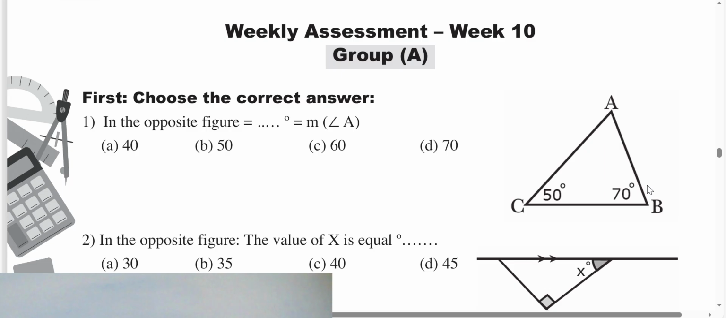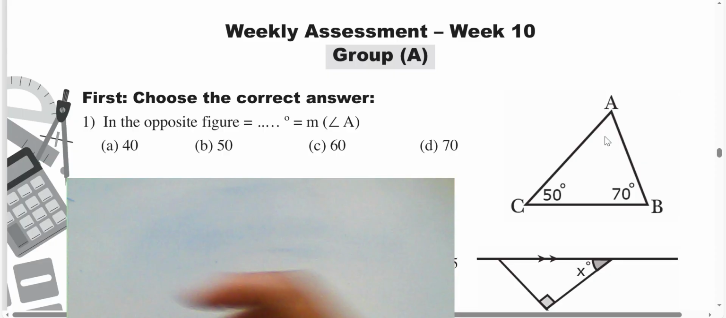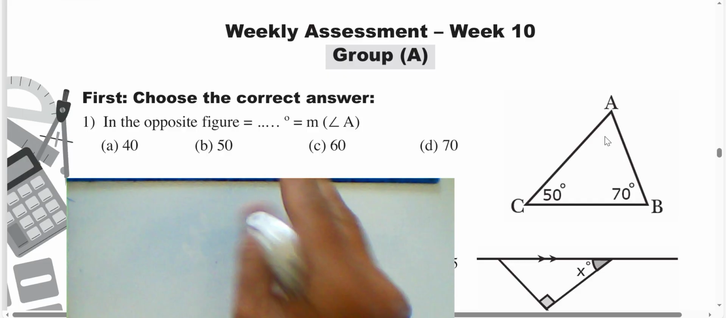Prep 1. Today we'll solve weekly assessment number 10. Group letter H, choose the correct answer. In the opposite figure, measure of angle A equals. Look at here, we have a triangle, the sum of interior angles in this triangle equals 180. Then the measure of angle A equals 180 subtract the sum of the two angles 50 and 70, okay?